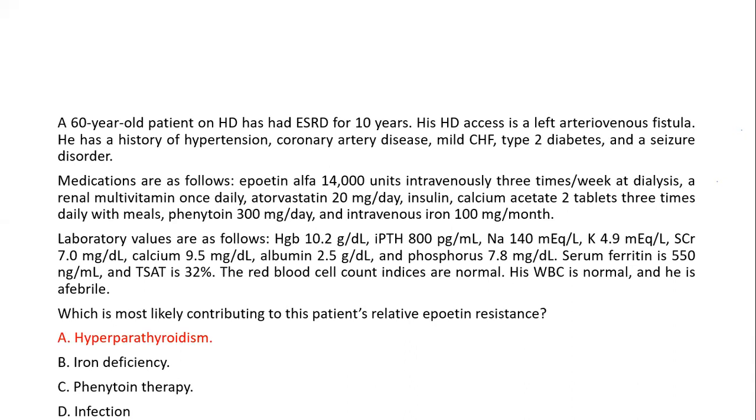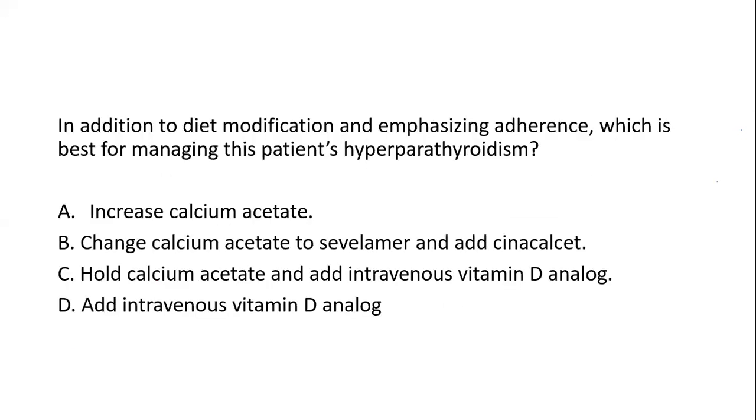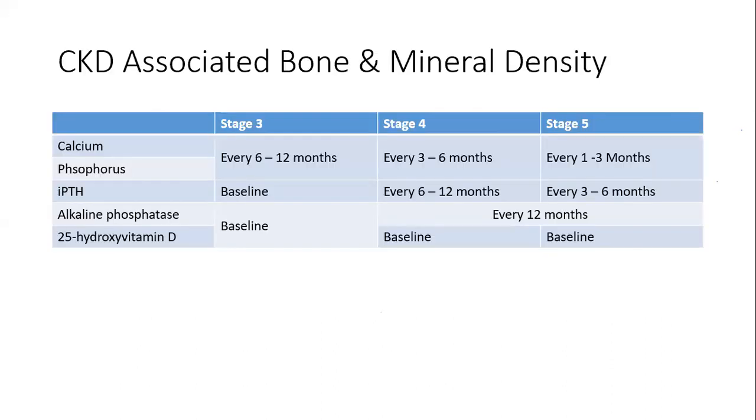Serum ferritin is 550 and saturation is 32%. His ferritin is okay. His transferrin saturation is above 30%, which is also okay. The red blood cell indices are normal. He doesn't have iron deficiency right now. He's just on maintenance. His WBC is normal and he's afebrile. So the most common cause of epoetin resistance in this patient is hyperparathyroidism, and this patient's hyperparathyroidism is to be managed. So what do we do? Increase calcium acetate, change calcium to sevelamer, hold calcium, or add an IV vitamin D analog.